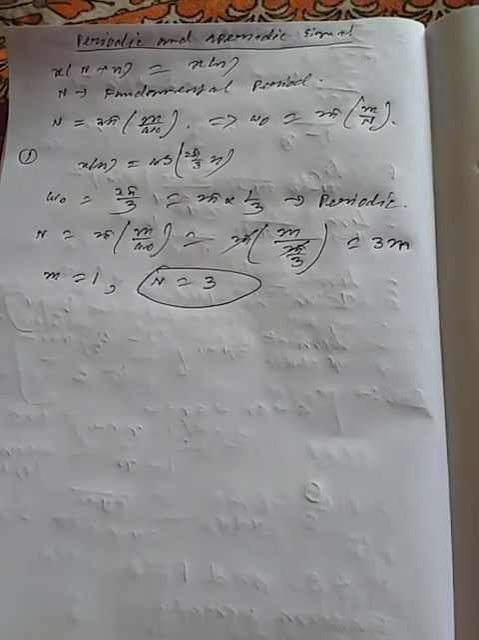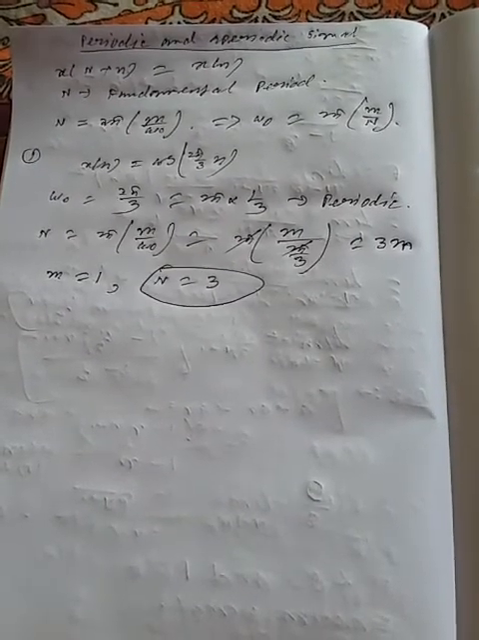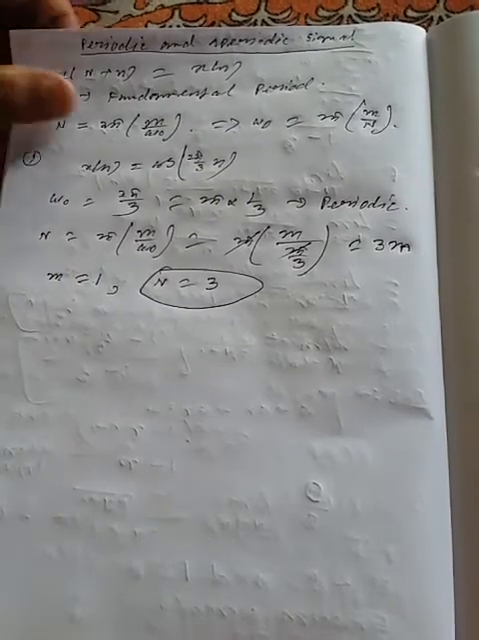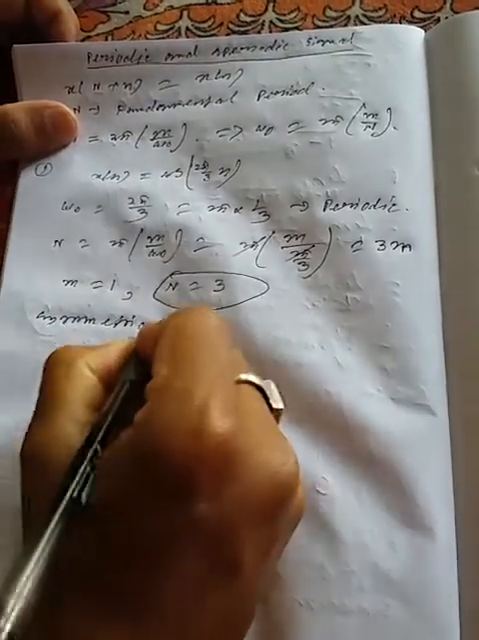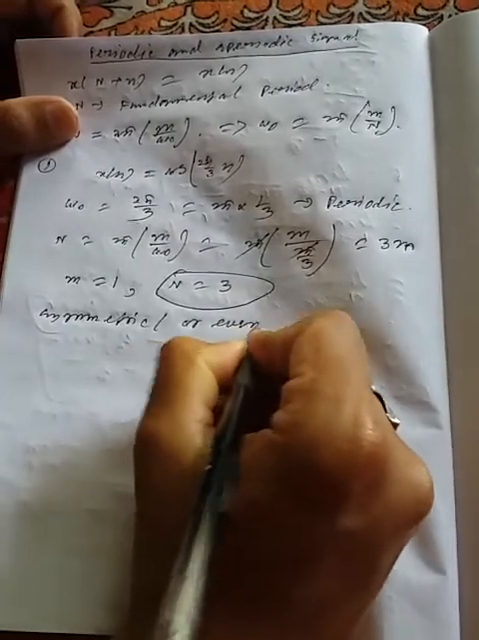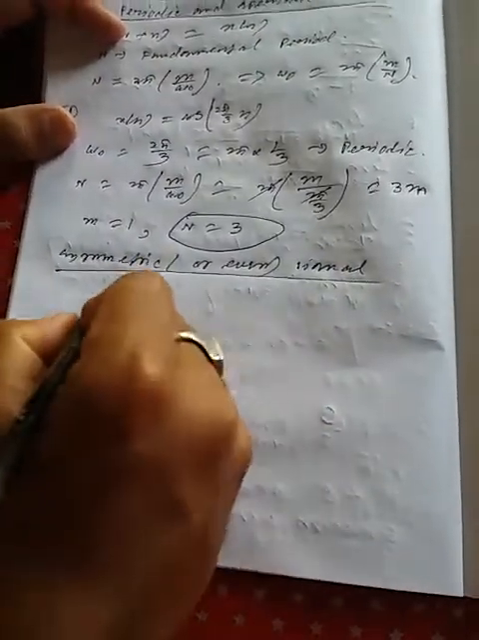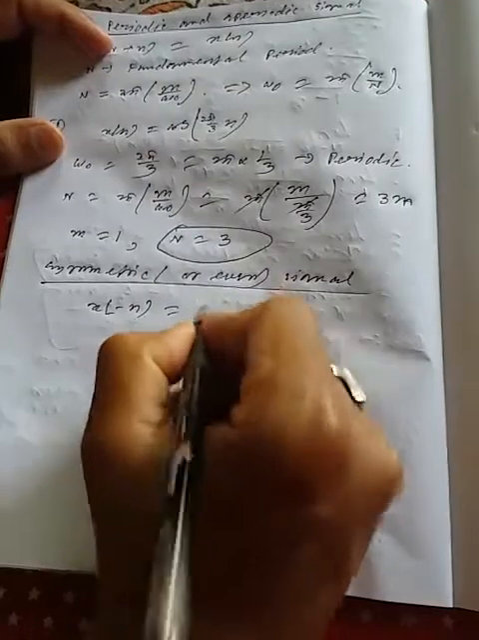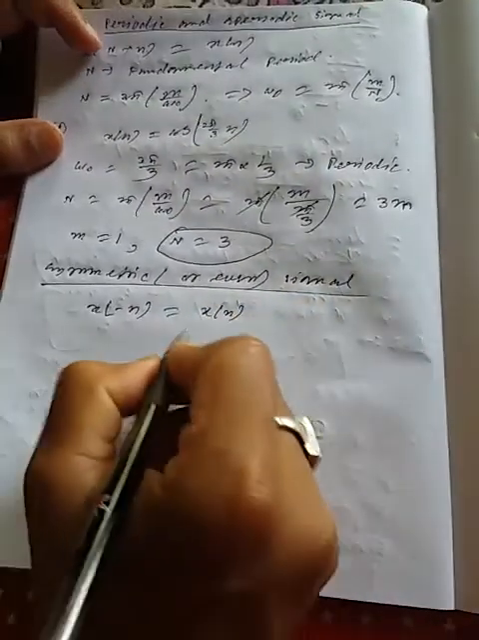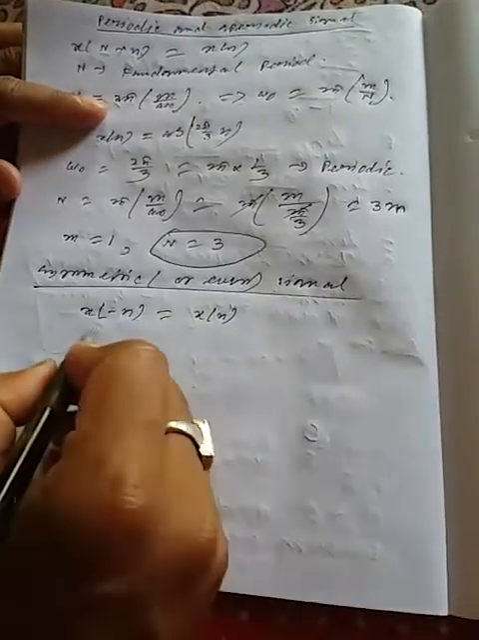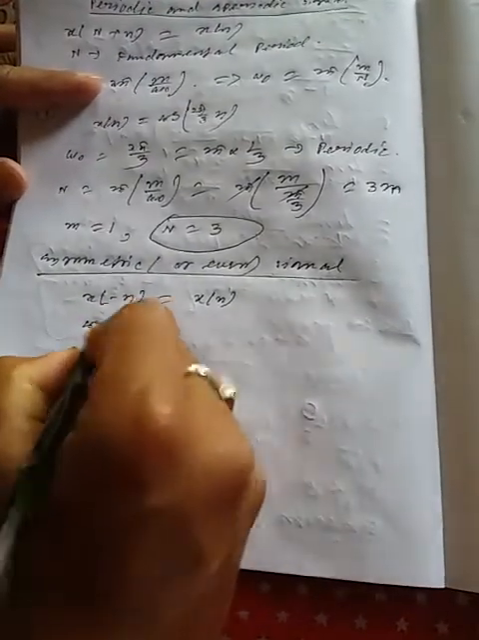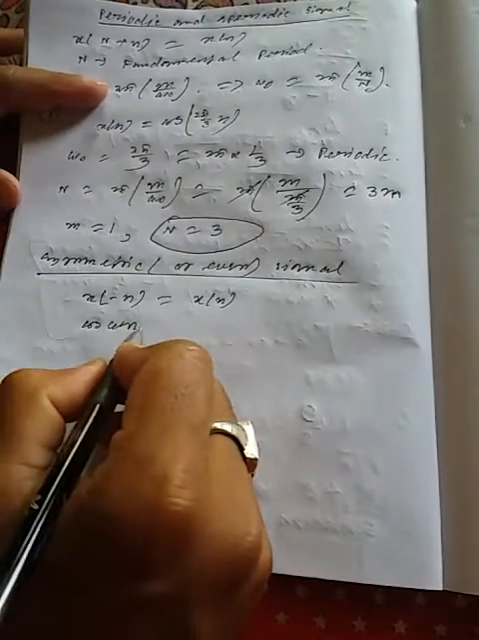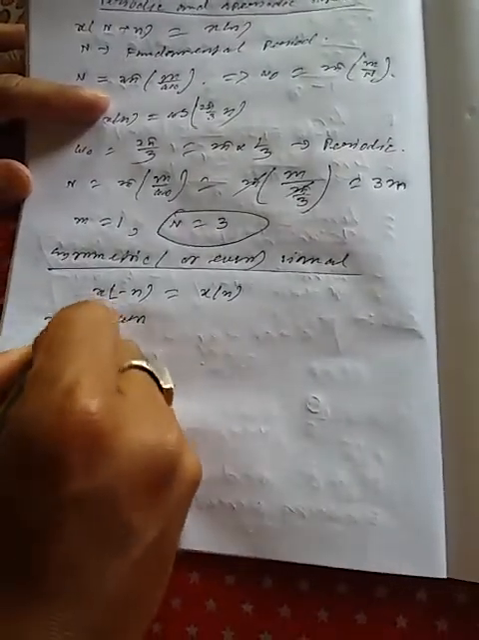Again, there are two other classifications, that is symmetric or antisymmetric signals. Any signal x[n], if it satisfies the formula x[-n] = x[n] for all values of n, is called a symmetric signal or even signal. An example is cos ωn. We all know that cos ωn is an example of a symmetric signal.